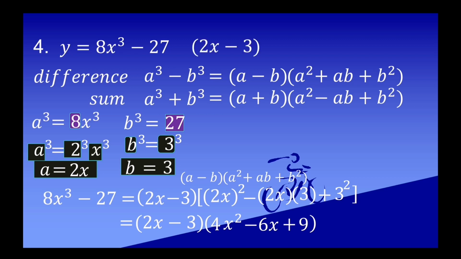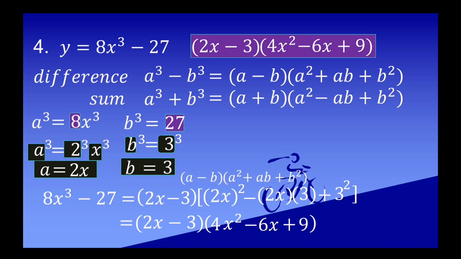So this is our factored form of this difference of cubic functions. That is a product of two factors. A quantity of 2x minus 3 multiplied by a quantity of 4x raised to 2 minus 6x plus 9.